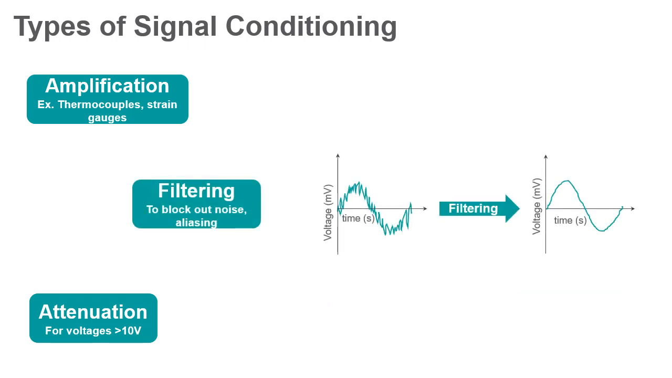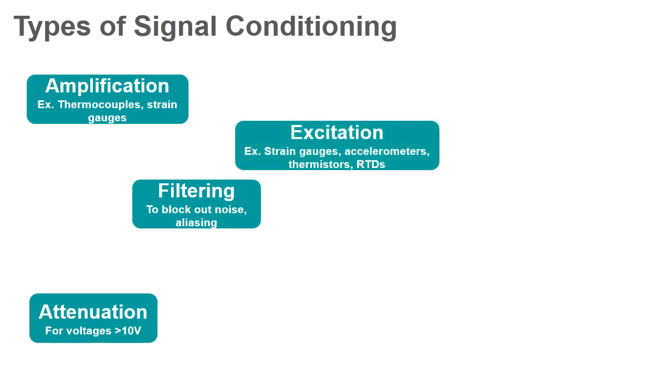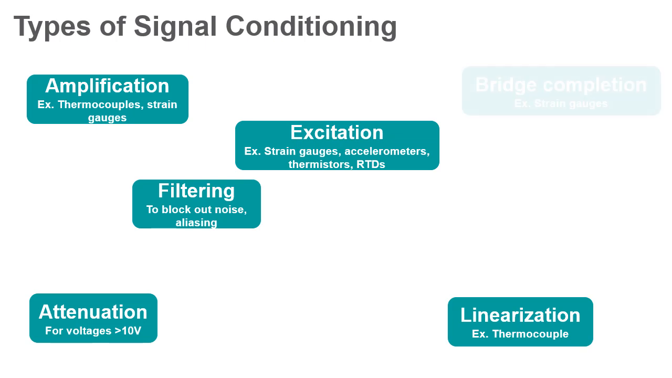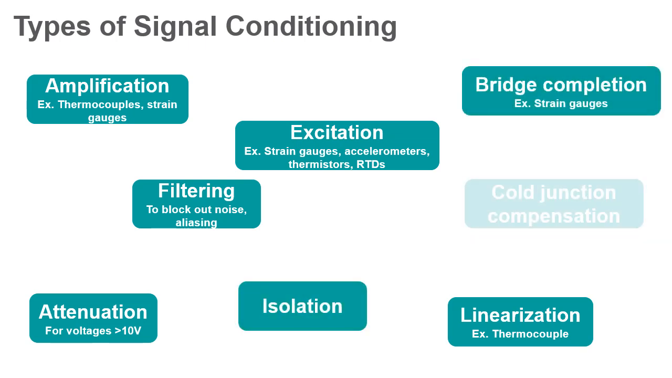Filtering rejects unwanted noise within a certain frequency range. It can be useful to remove frequency ranges or bands from vibration measurements. Excitation is required for many types of transducers and can refer to either voltage excitation or current excitation. Any sensor which changes its resistance based on the phenomenon being measured will need to be provided an excitation source. Other types of signal conditioning include linearization, bridge completion, isolation, and cold junction compensation.